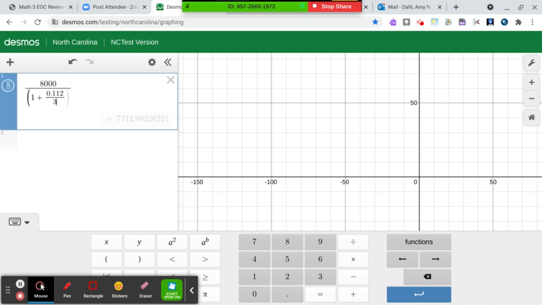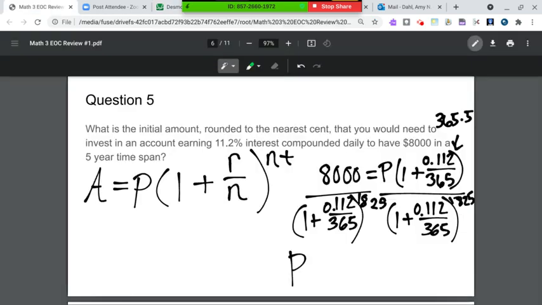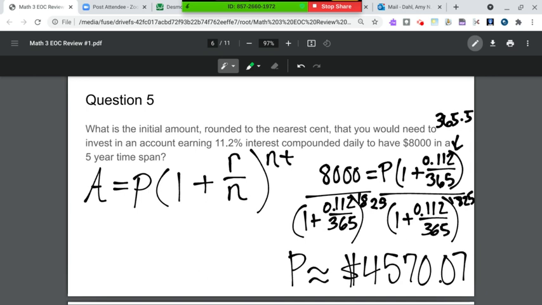All over 365 raised to the power of 1,825. I need to initially deposit $4,570.07. That's my P value. P is approximately $4,570.07. Now, how could I have done this without doing all of that and just setting it up into Desmos?